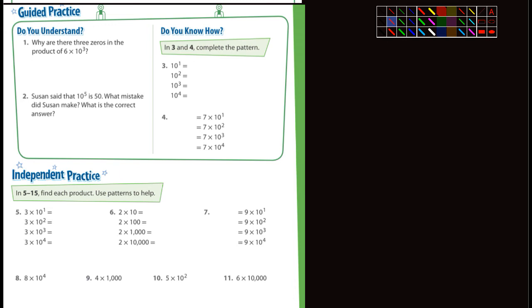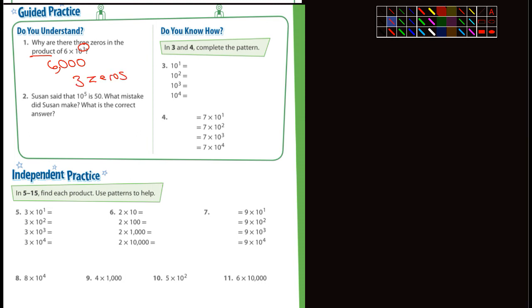So number 1 here for starters, it says, why are there 3 zeros in the product of 6 times 10 to the 3rd? Well, the product is basically another way of saying the answer. Well, what is 6 times 10 to the 3rd? So I'm going to put down 6. How many zeros do you think I'm going to add? 1, 2, 3. So what do we have here? We have 6,000. That's the product of 6 times 10 to the 3rd power. Okay, how many zeros are there? Well, 3 zeros.